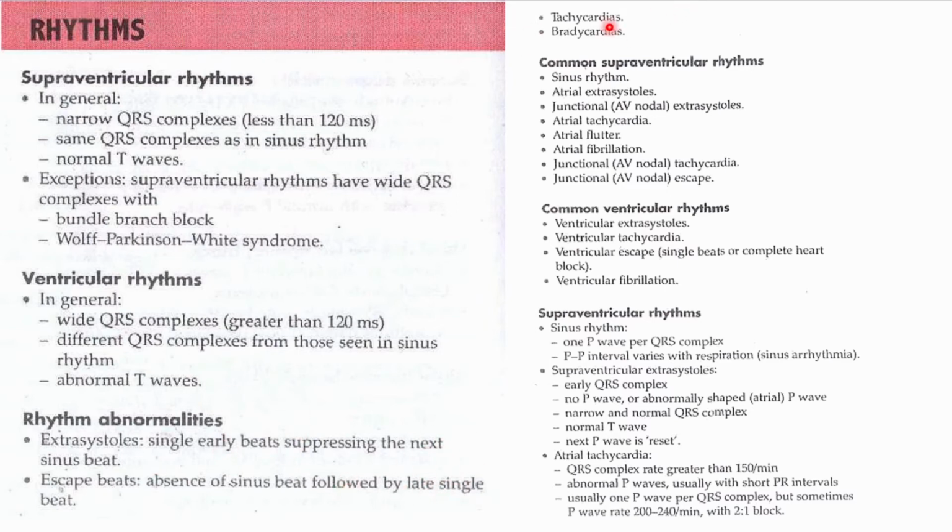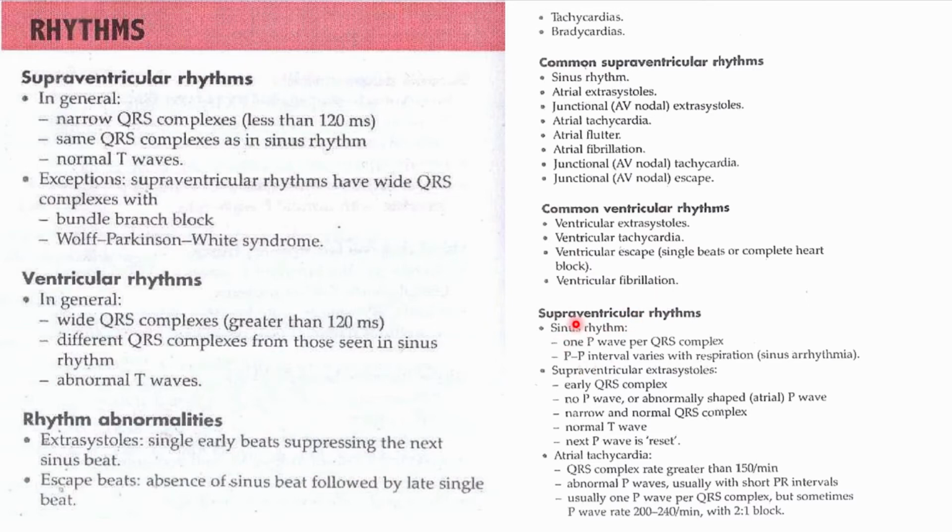You may sometimes get tachycardias or bradycardias. So some common supraventricular rhythms include sinus rhythms, atrial extrasystoles, junctional extrasystoles, atrial tachycardia, atrial flutter, atrial fibrillation, junctional tachycardia, and junctional escape. Then some common ventricular rhythms include ventricular extrasystoles, ventricular tachycardias, ventricular escape, ventricular fibrillations. All these are topics on their own.